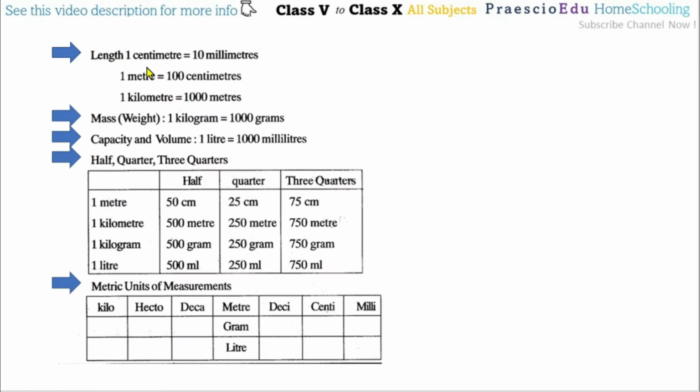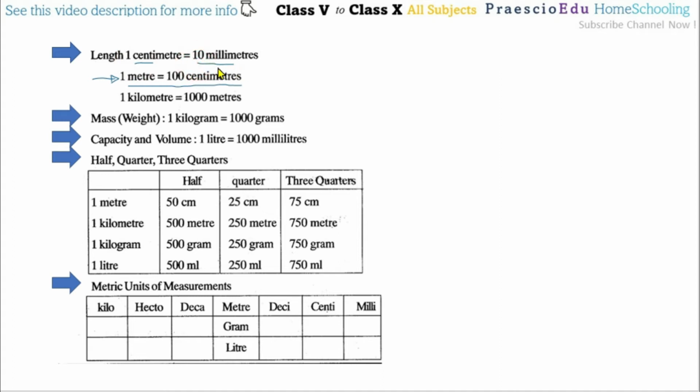Length is measured with a meter, or we can say meter having some parts. So 1 meter is equal to some centimeters, some millimeters. So 1 meter is equal to 100 centimeters. This is a very important conversion. So please students, this conversion you have to remember. And 1 centimeter is equal to 10 millimeters.